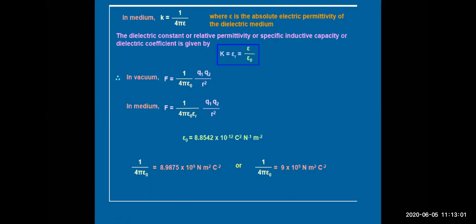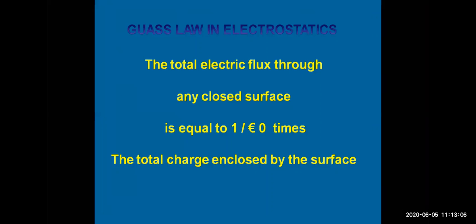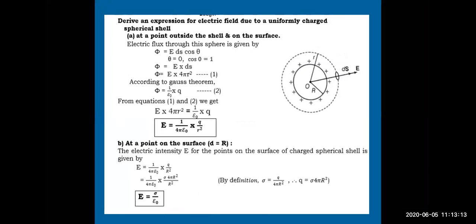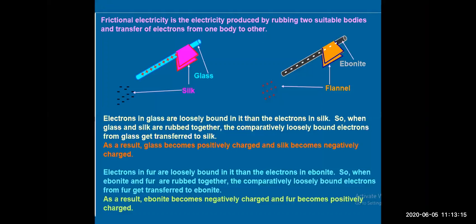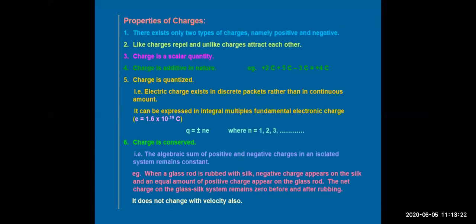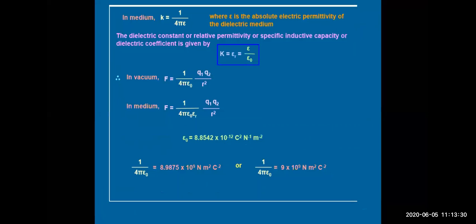So in today's class, we have seen Gauss law in electrostatics. Then we have seen the derivation for your expression for a wire, then for a spherical shell. We have defined what is frictional electricity when charges move from one point to the other point, and we have seen a few examples which will become positive and negative. Properties of charges is one important question, and Coulomb's law is the second important question. Here, what is relative permittivity? So these are the things which we are learning in this chapter.